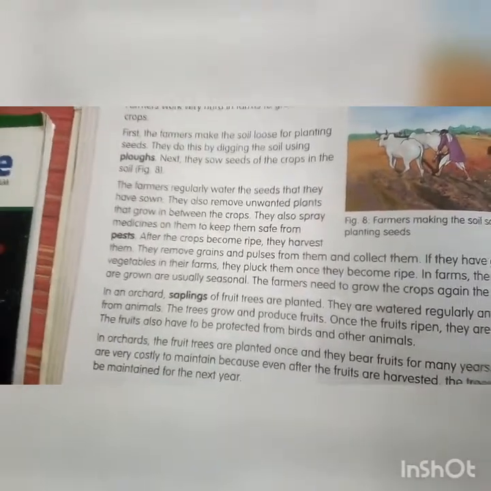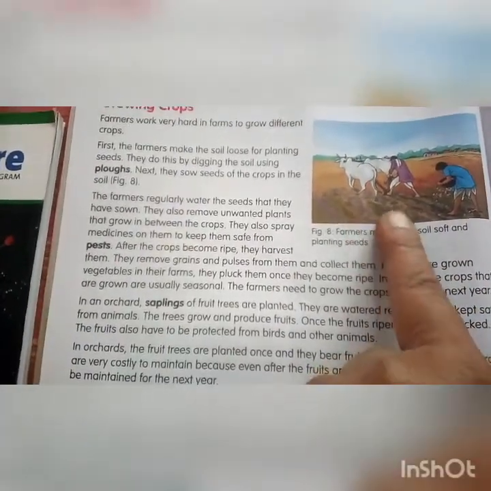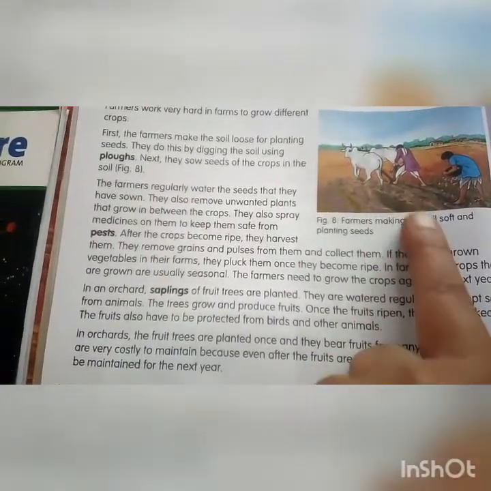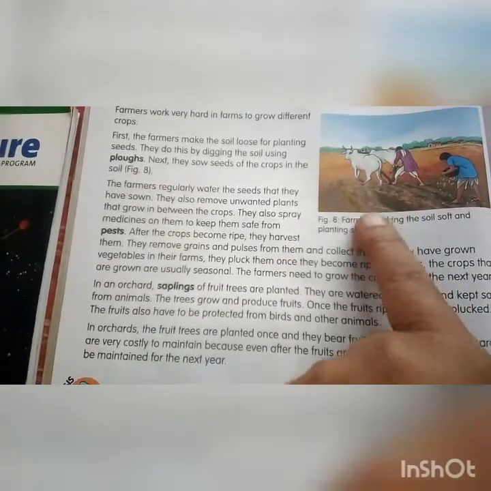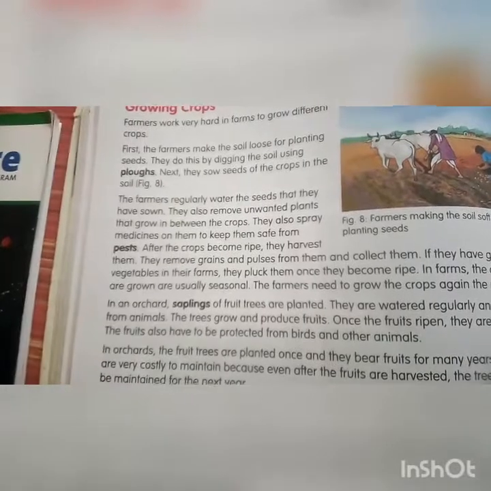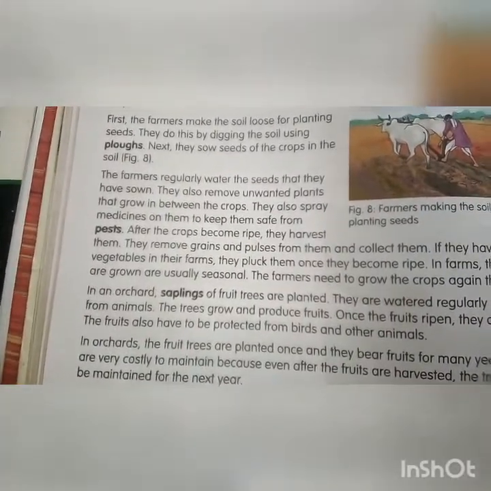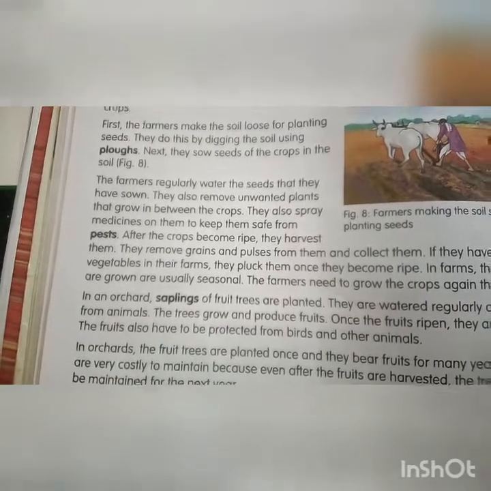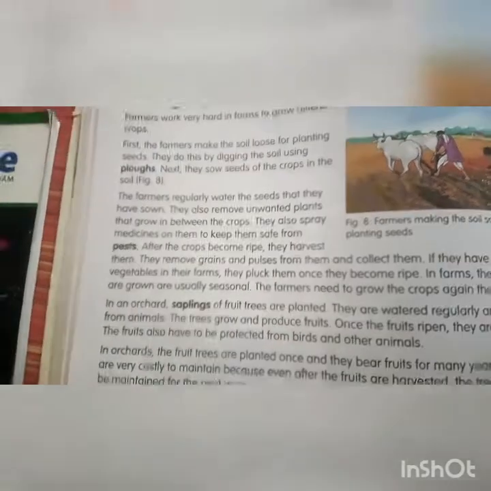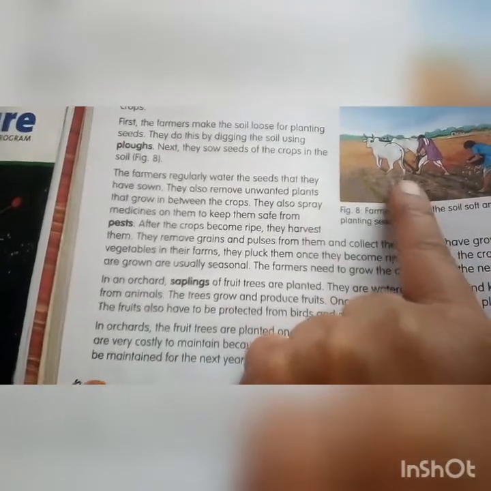Now what farmers do is they first dig the soil, plow it, and after that they make the soil soft first and then they sow seeds. Next they sow seeds of the crops in the soil. After that, whatever crop they want to plant, they will put its seeds in it.